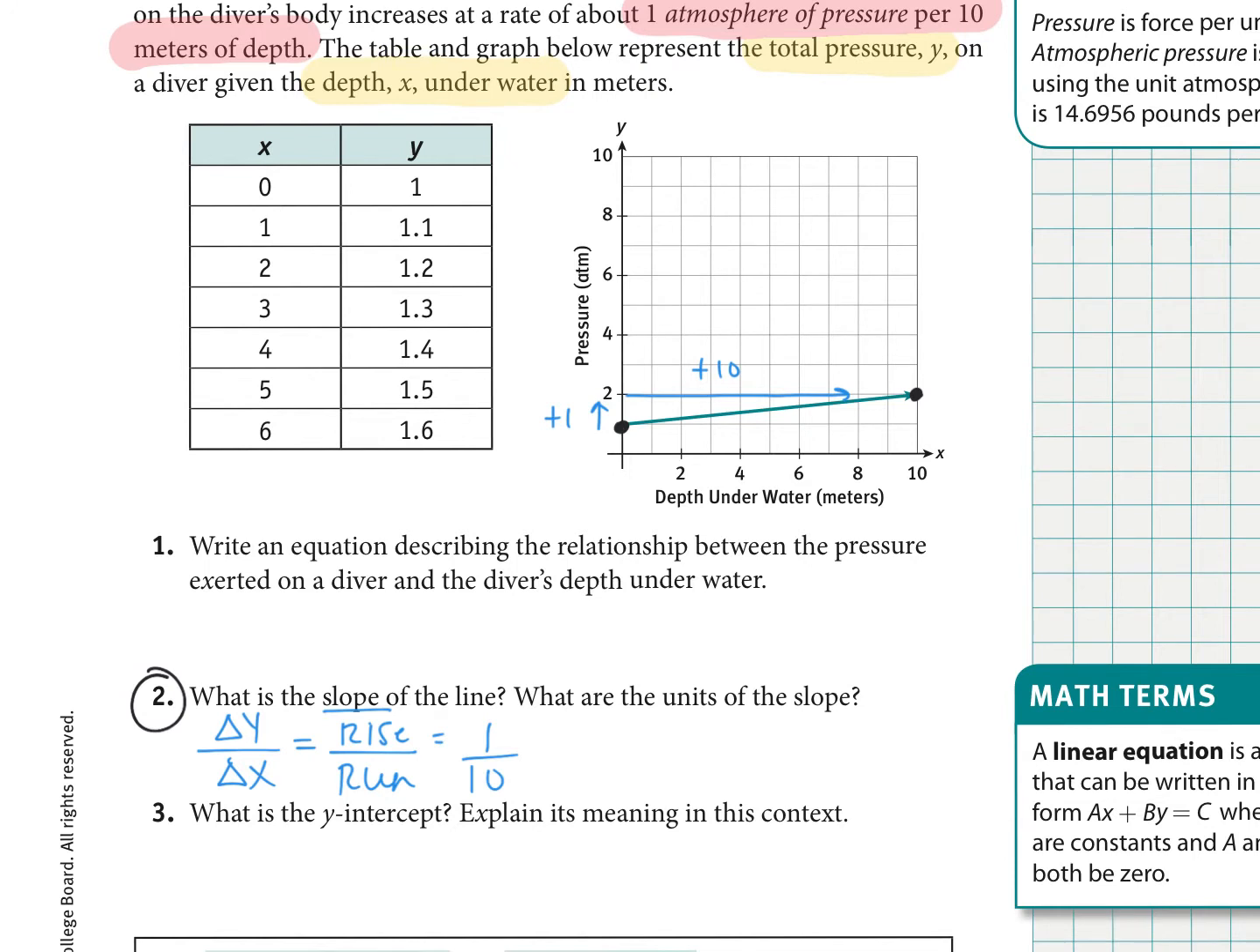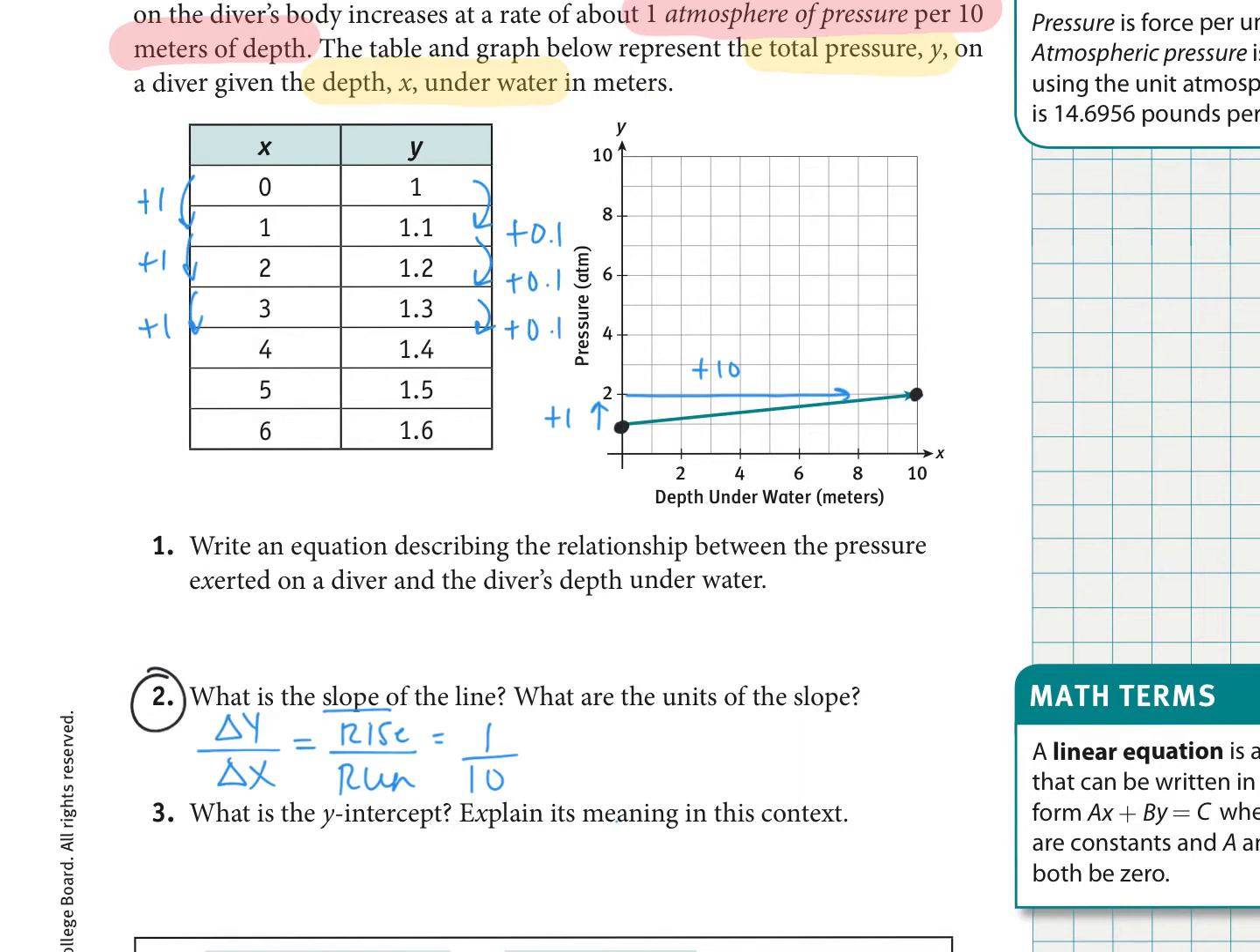Now, another way that we can look at this is within our table. So let's say I wanted to look at the change in y. I would notice that each of my y values is increasing by 0.1. I'm adding that for every single value. Now, if I want to look at what my x values are going up by, I see that I'm adding 1 each time. So again, I'm adding 0.1 for my change in y, and I'm adding 1 for my x.